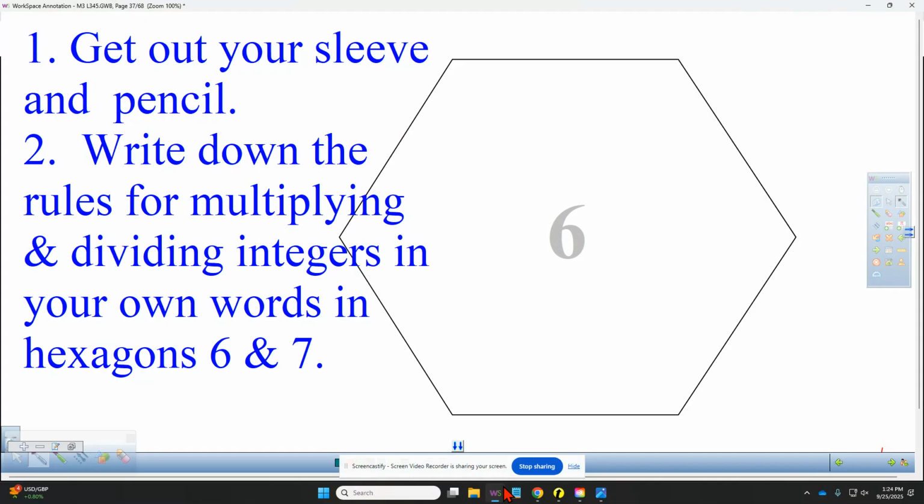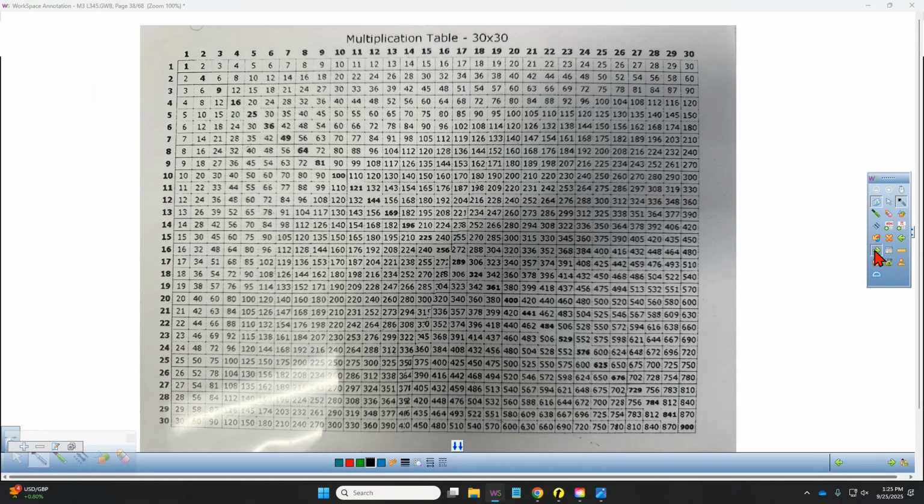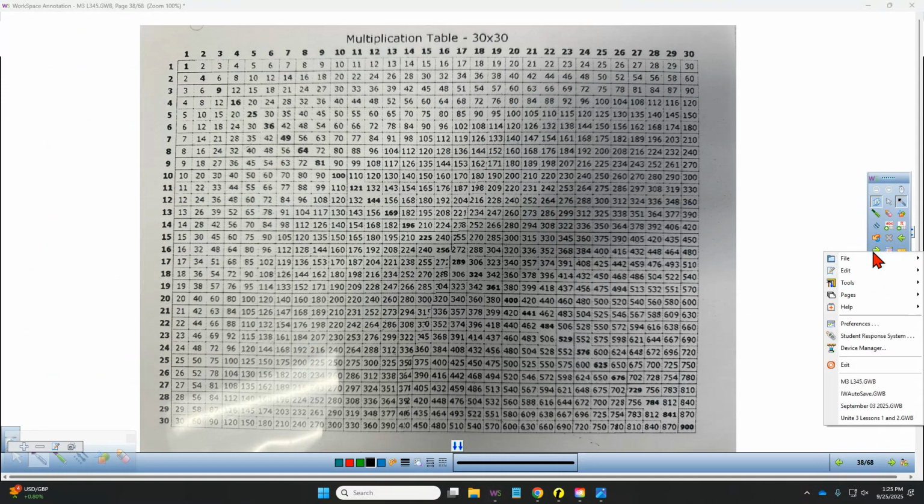Okay, in hexagon number 6, you're writing down the rules for multiplying and dividing integers in your own words. So go ahead and pause the video, and if you could please do that. Okay, hopefully you've got that done. You're going to need your multiplication charts. That'll be helpful for you. So you might want to have those handy.